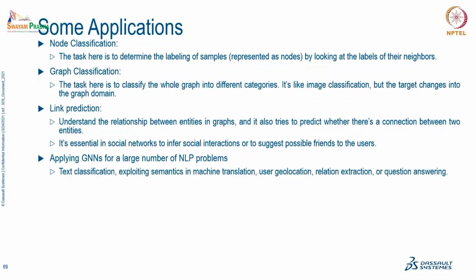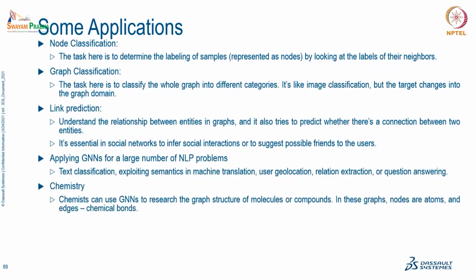GNNs are currently used extensively in natural language processing nowadays, even for text classification, because text, or you can say sequence data, can also be represented as a graph. For example, in a sentence there are multiple words, but those words are in a certain sequence or certain graph format, you can consider it. That is the reason why this is nowadays more popularly used in language processing applications.